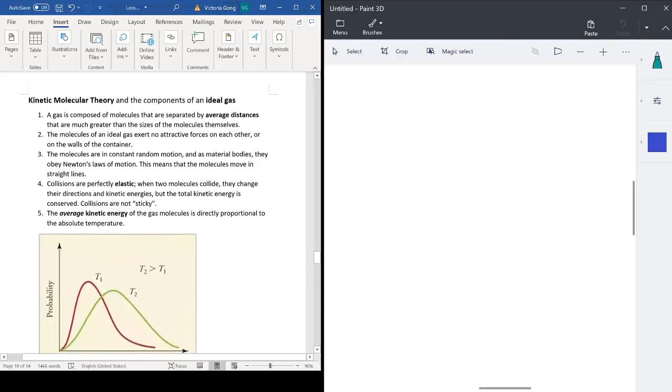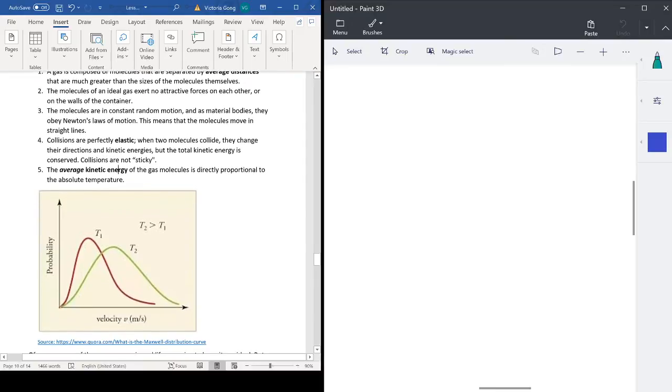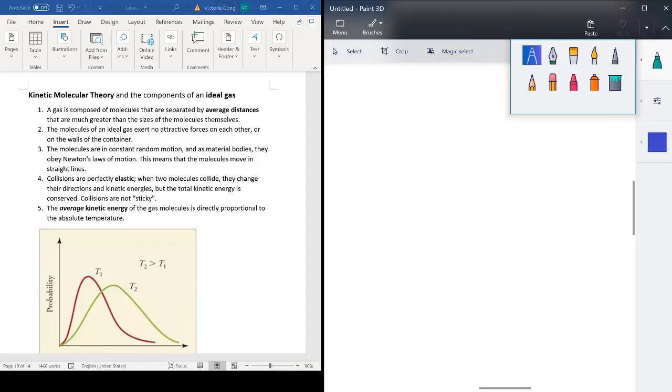So why is this theory important? Well, it helps us relate the different components or properties of a gas pretty easily, or more uniformly. But it's also important to note that actual gases differ quite widely from what this KMT, kinetic molecular theory, says about an ideal gas. So to illustrate this, let's talk about ammonia.